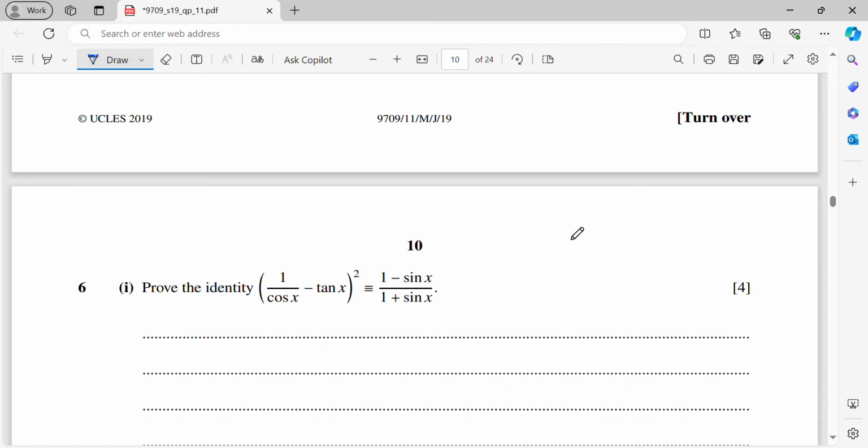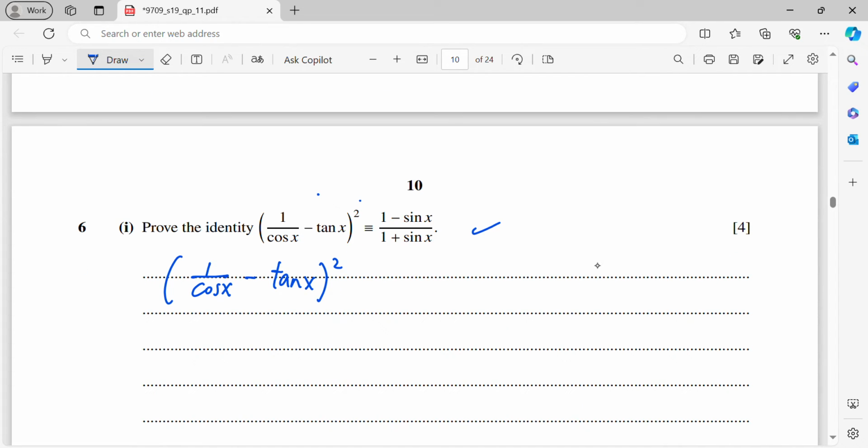Okay, now next question number 6, first part, prove the identity. For this kind of question, you can either start from the left hand side or right hand side, but I will start from the side that is complicated. For the left hand side, because there is a square there, it involves expansion. Therefore I will start from the left hand side. So I will just write (1 over cos x minus tangent x) squared.